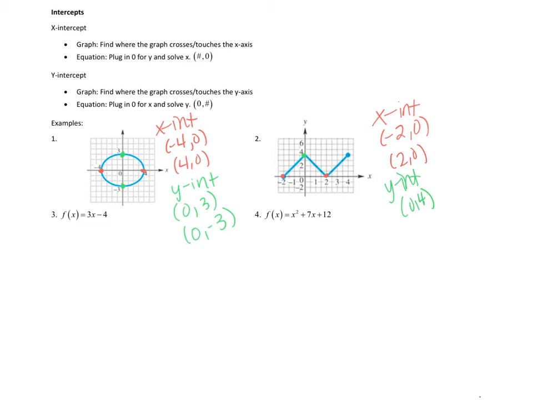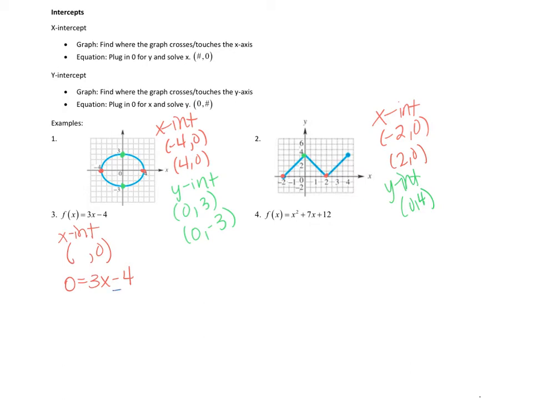Now, we can also find the x and the y-intercepts from an equation. Again, instead of looking at where they cross the x and the y-axis, we're going to evaluate at 0. So when we're finding the x-intercepts, we're going to evaluate x when y is 0. We're going to plug in a 0 for our y and find x. Doing that in this first example, I would say 0 equals 3x minus 4. Remember, f of x is the same as saying y equals. So I'm going to plug in a 0 there. Now I'm going to solve this equation.